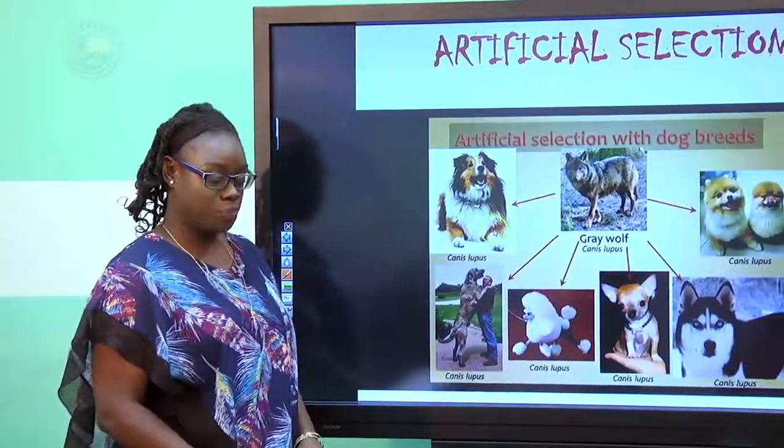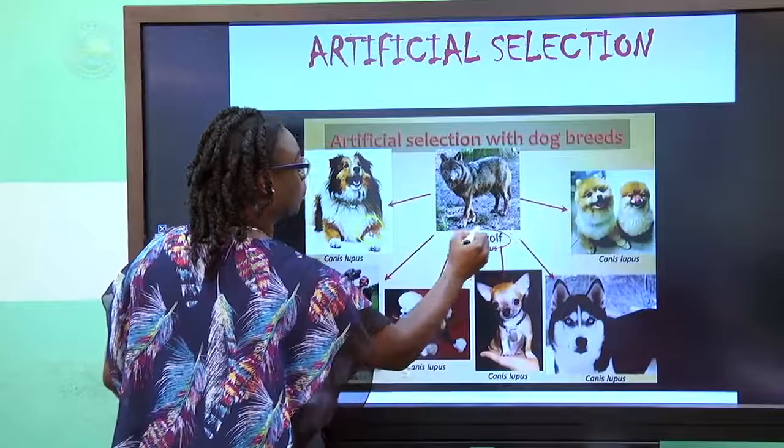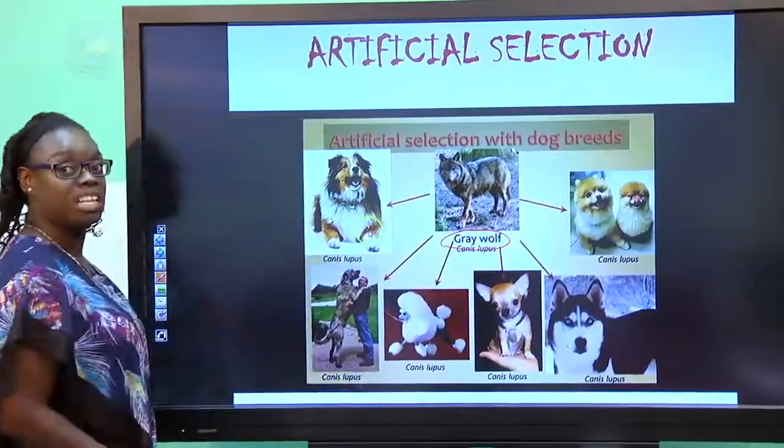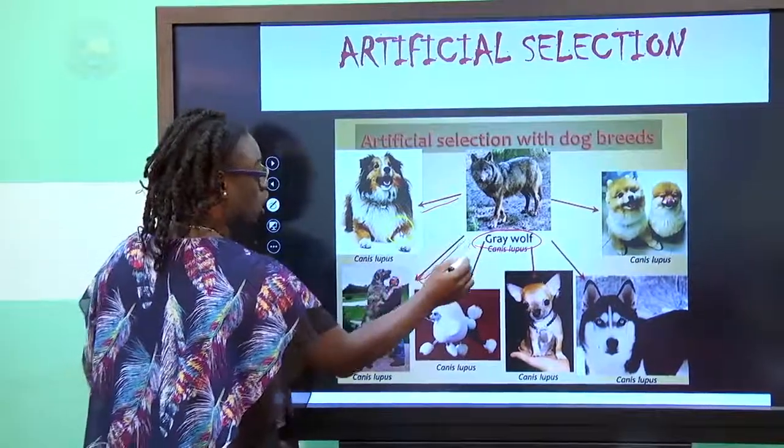Artificial selection is also known as selective breeding. Humans selectively breed plants and animals for traits which suit our needs. So, for example, we have the wolf, which is the common ancestor of all our domesticated dogs that we know today.